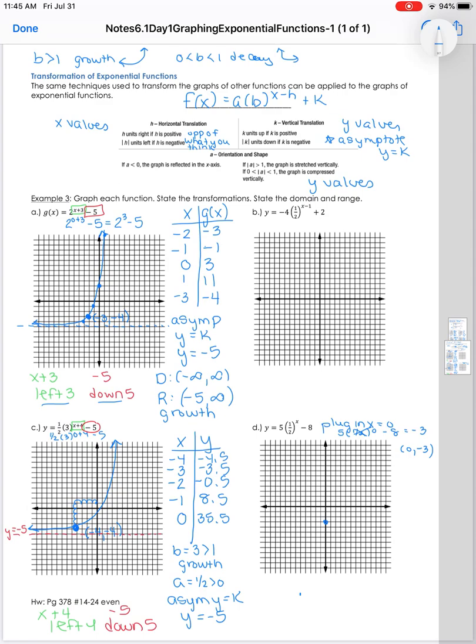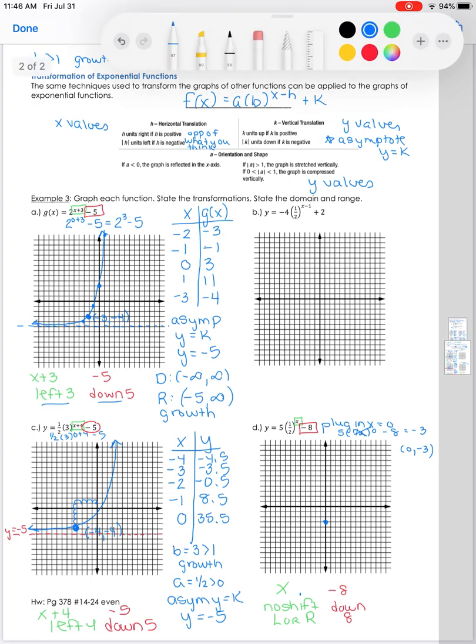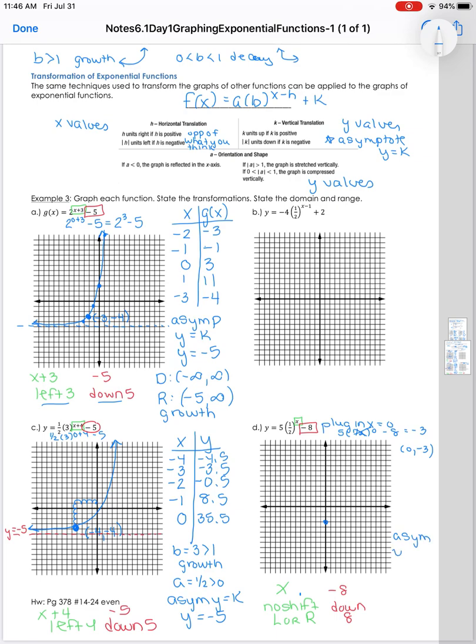Now, according to our transformations, x means no shift, left or right, because it's just x. But this -8 is now going to say I'm going to go down 8. Not only that, but that's also indicating to me what my asymptote is. So I have an asymptote at y equals -8. So I have a horizontal asymptote at y equals -8.